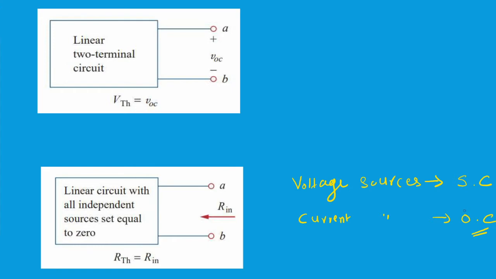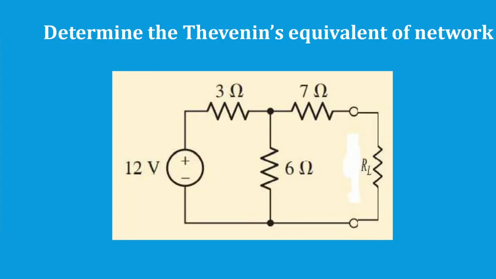Okay, now let's consider one circuit. You can see here he's asking us to determine the Thevenin's equivalent of a given network. He did not give the value of the resistance RL, so assume that this resistance RL is a variable resistance.